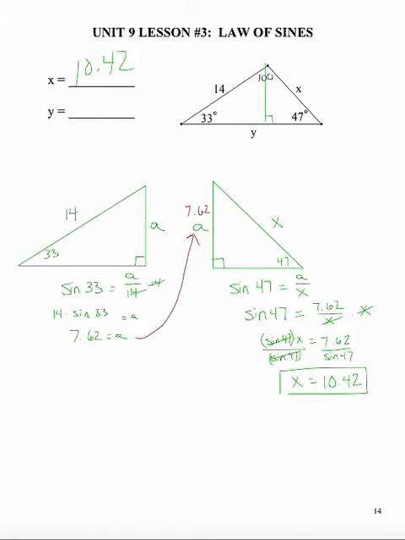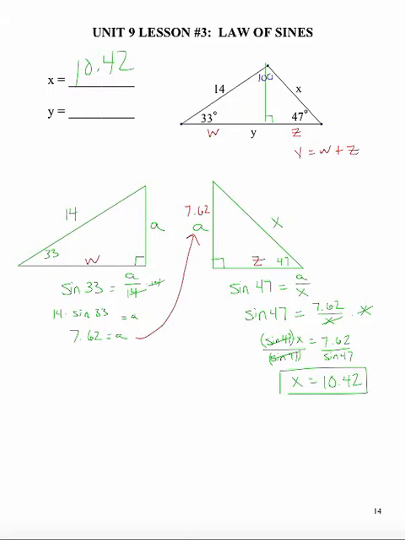I'm going to call those two pieces, not x, we already used x, I'm going to call them w and z. So y, I know, is equal to those two pieces added together. w would be on the triangle on the left, and z would be on the triangle on the right. So I'm going to have to figure out what those are.